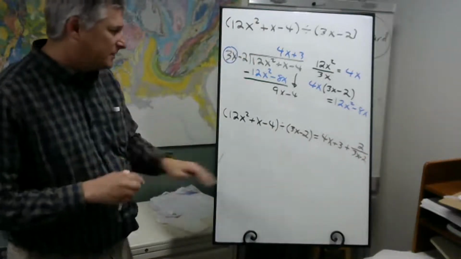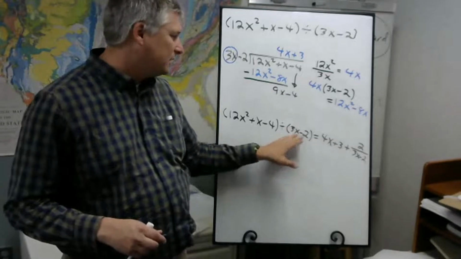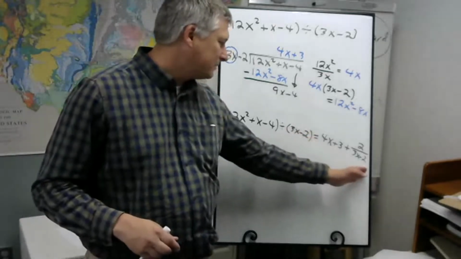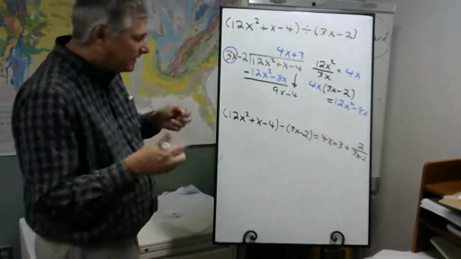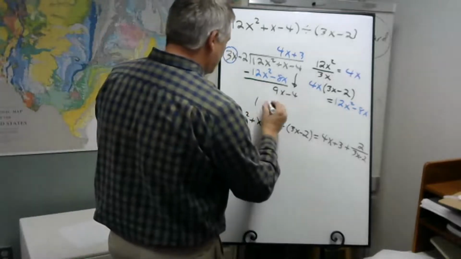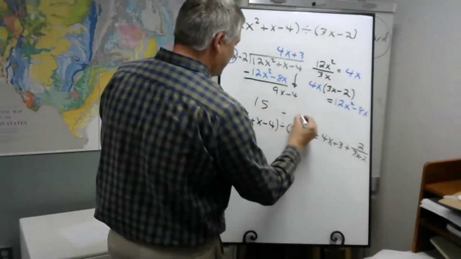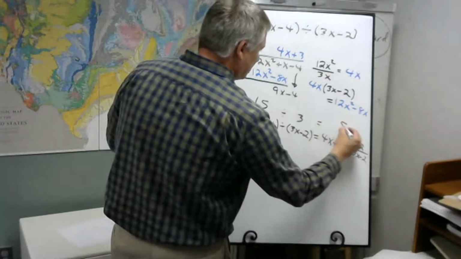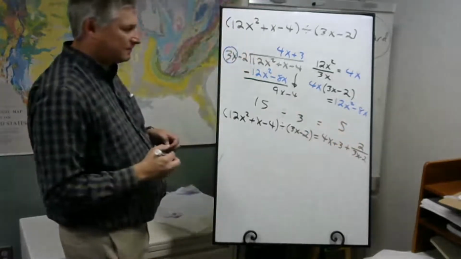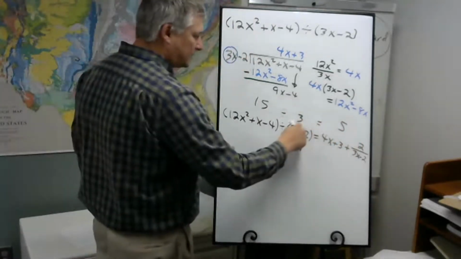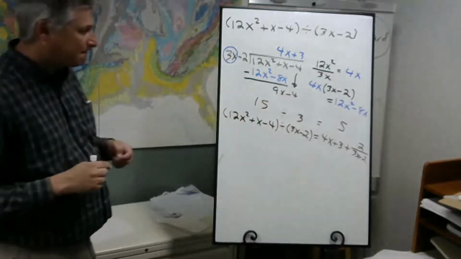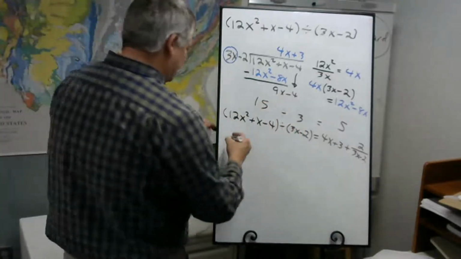So this should mean if we take 3x minus 2 and multiply it to this, we're going to get that. Again, it's kind of like if you had 15 divided by 3 was equal to 5. Well, this means that 5 times 3 will give you 15. Let's see if that's what happens.